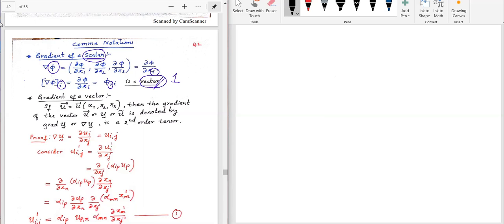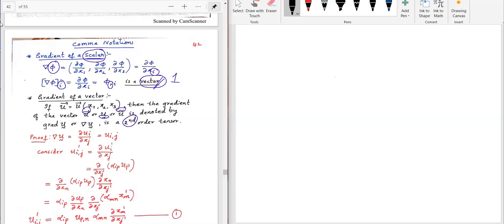Now let us take up gradient of a vector. Suppose u is a vector, that means having three numbers. Then the gradient of a vector u, or you can put an arrow, u arrow, or u tilde, the tilde can be down or up also, is denoted by gradient of u or del of u. And we can easily prove that this del of u is a second order tensor. How do you prove this is a second order tensor? First let us see the definition. Then we'll prove it's a second order tensor.